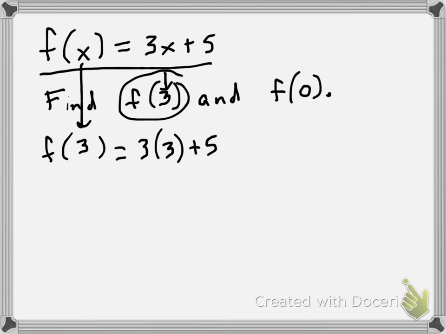So 3 times 3 is 9. 9 plus 5 equals 14. Okay, so what we see here is that f of 3 equals 14. And that's really the answer to that question.